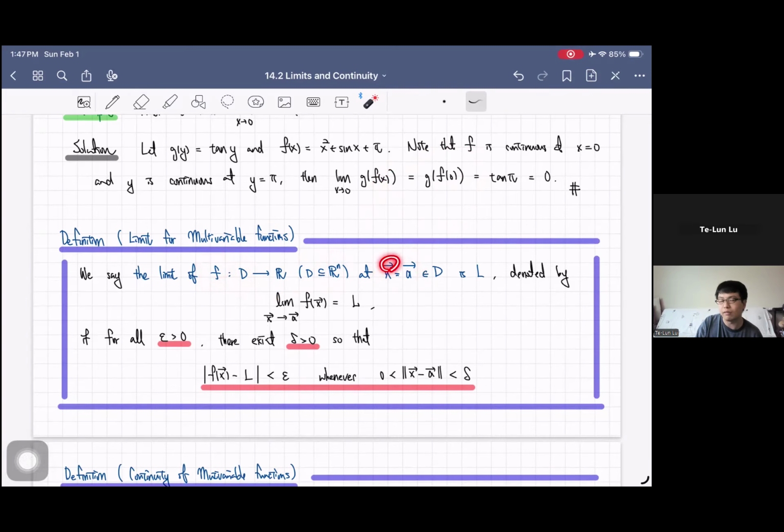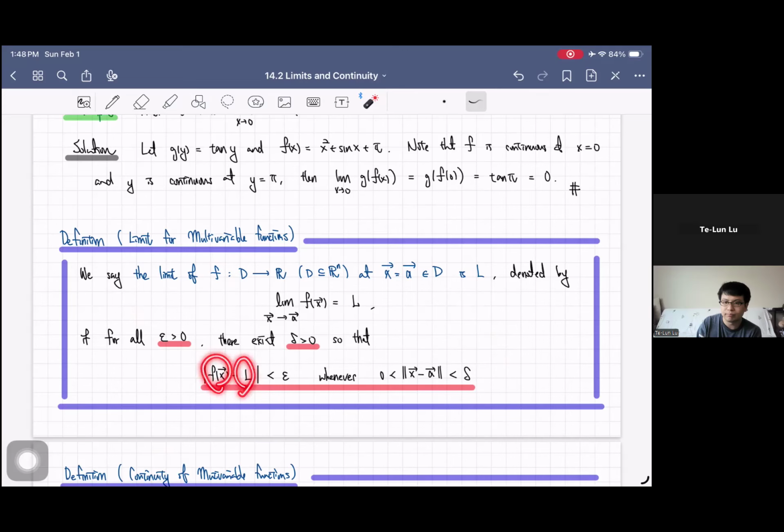Note that I add a vector notation here, so this is an n-tuple, meaning that it looks like x1 to xn. You can think of it as xy or xyz. We say that the limit of f at the point A is L, this value, if the following holds. For every epsilon, a small threshold, we can choose a delta, another small threshold, so that whenever x and A are close enough, meaning the distance is less than delta, then this is less than epsilon. Intuitively speaking, whenever x is close to A, then f of x is close to L.